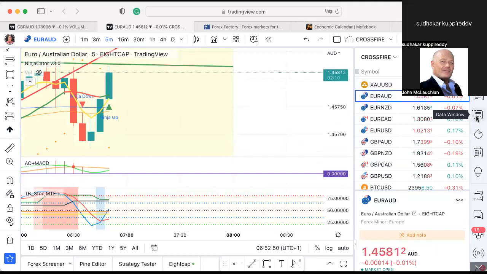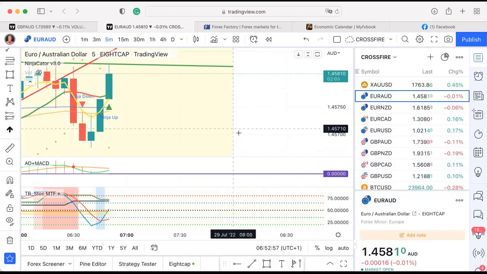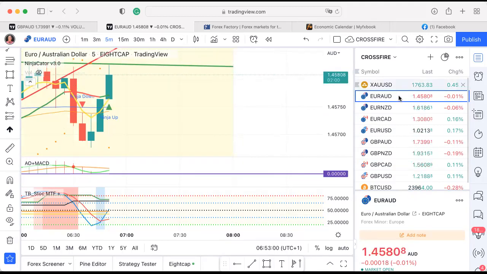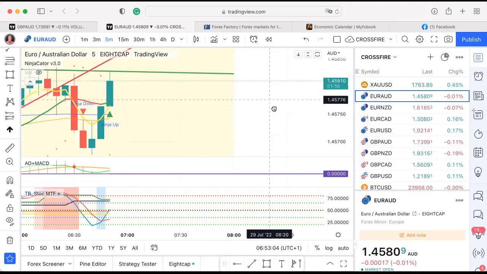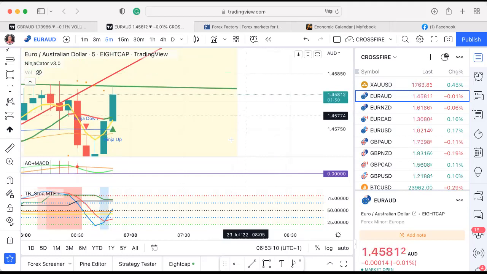I'm just checking this. I took my eye off who was actually on the call. There's quite a few on. Right, so euro Aussie dollar. Yeah, the one you've got up on your screen now. Yeah, so it's just wicked up to the green line.